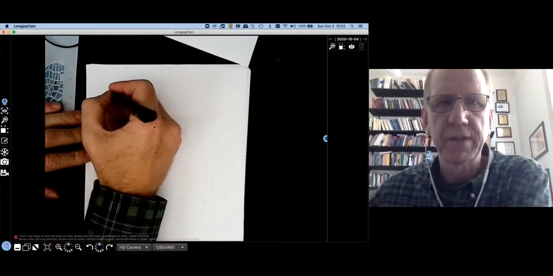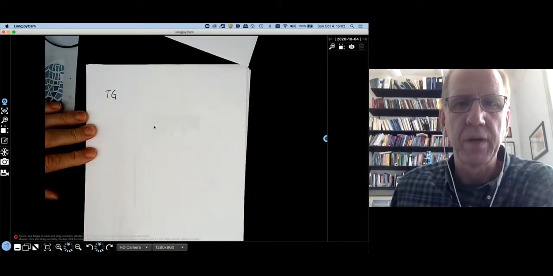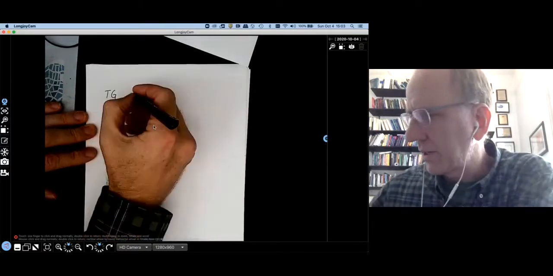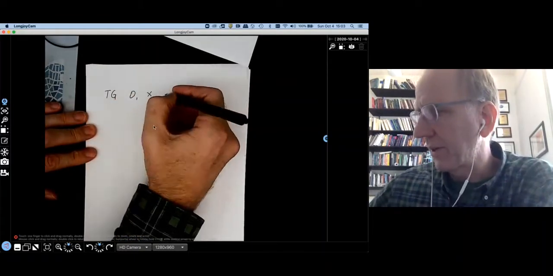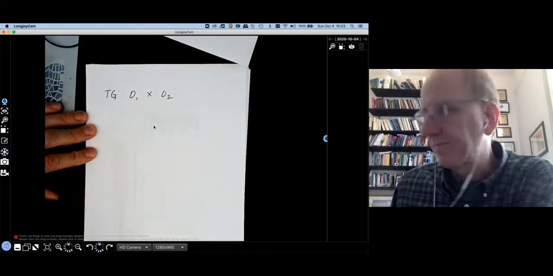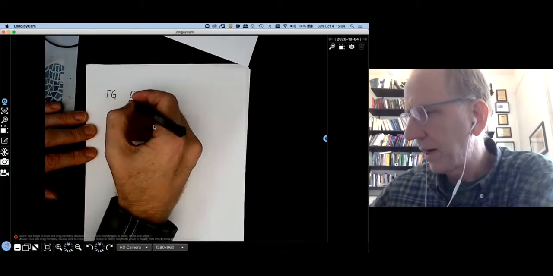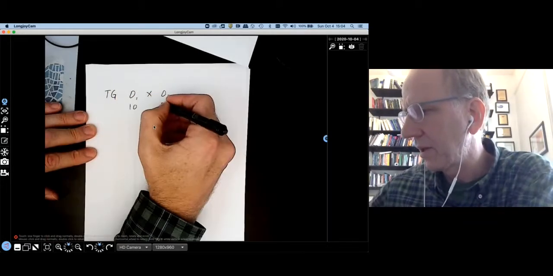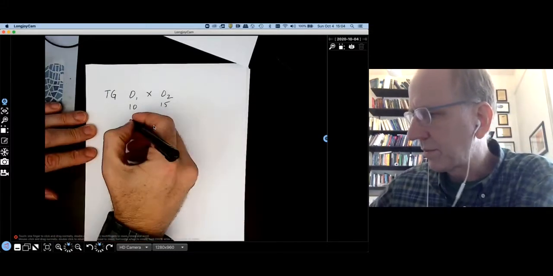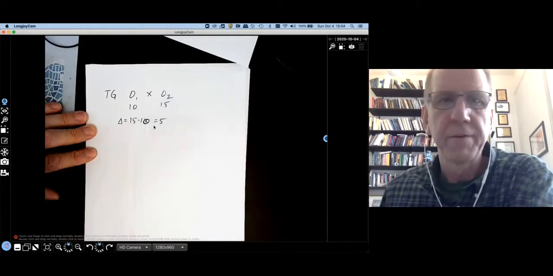Let's just say, for example, I did not have a control group, but I've got a treatment group. So I take a measure, I do something, and then I take a post measure. Well, what if my pre-measure was 10 and my post measure was 15? The difference between these would be 15 minus 10, which is equal to 5.